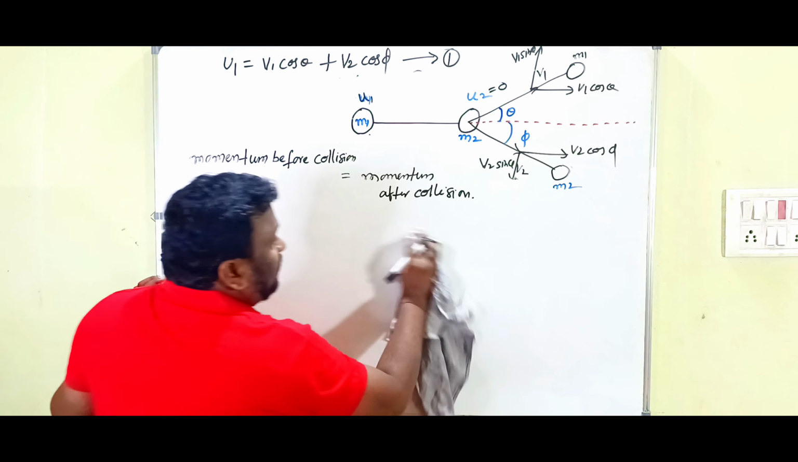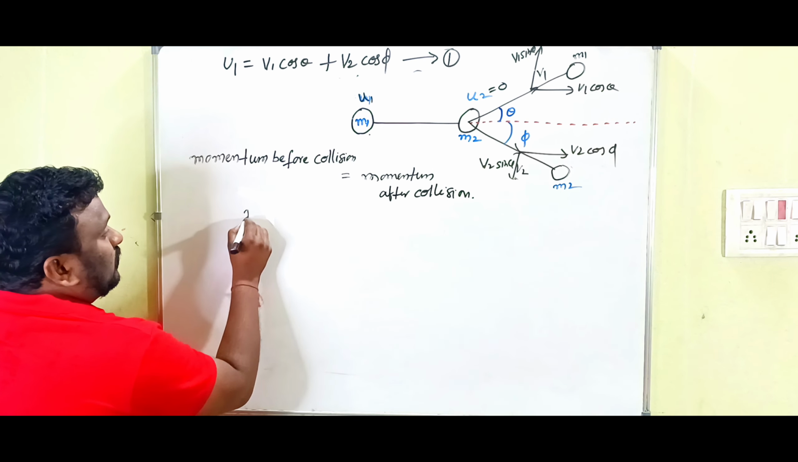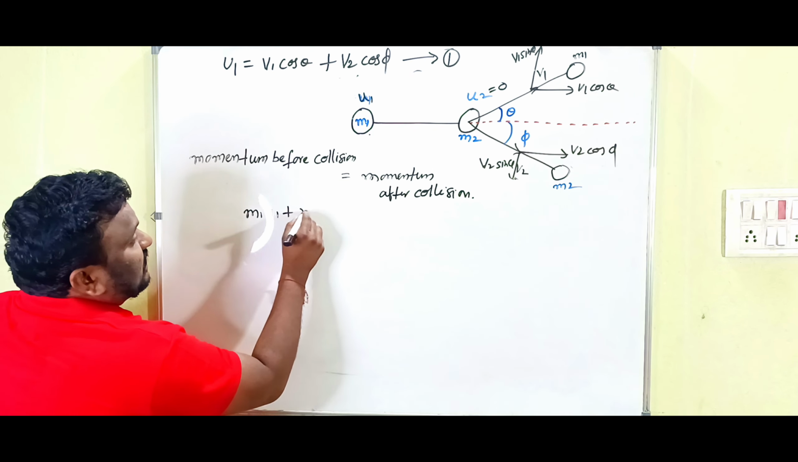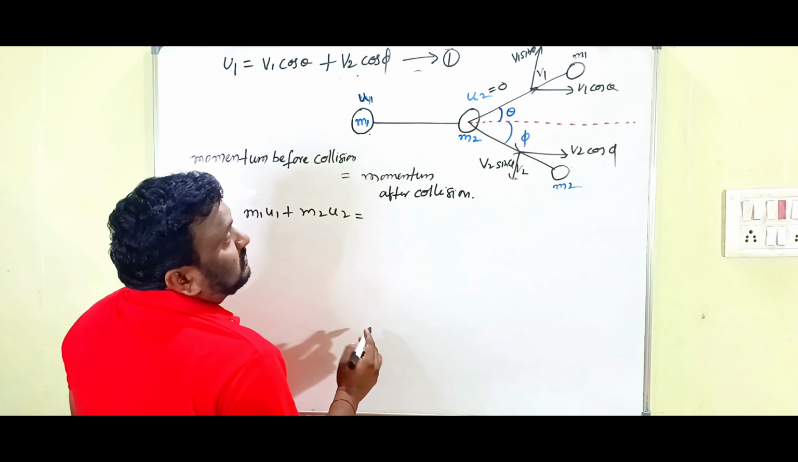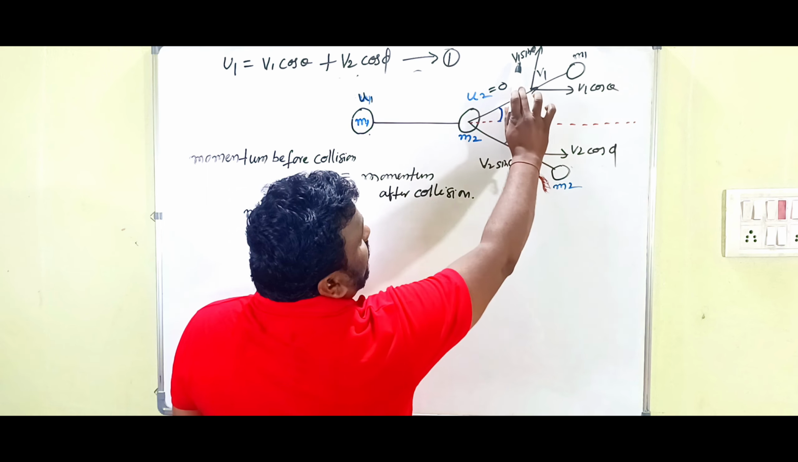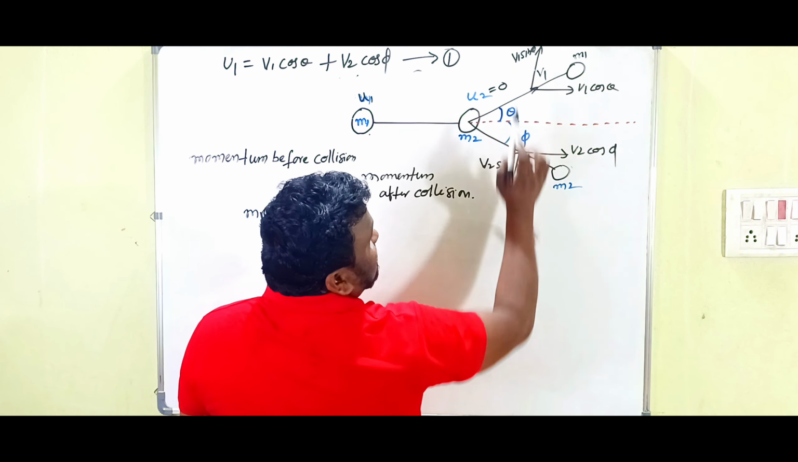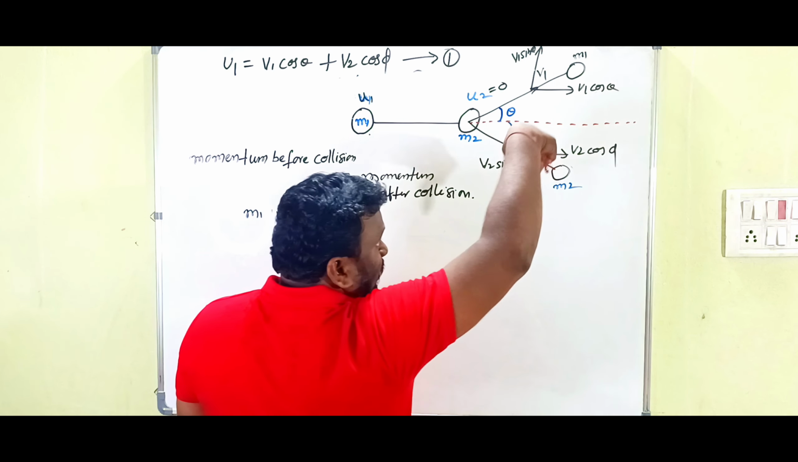So here m1 u1 plus m2 u2 is equal to the momentum after the collision. Already we discussed that v1 sin theta is along the y-axis and v2 sin pi is along the y-axis.